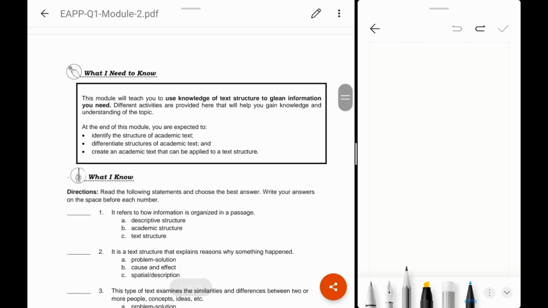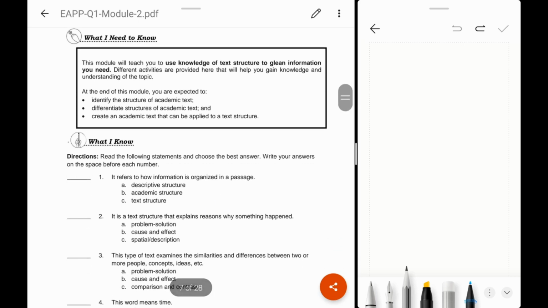Okay, so in this module, you will be taught how to use knowledge of text structures to glean information you need. Different activities are also provided here that will help you gain knowledge and understanding of the topic. For this module, our objectives are the following. First, to identify the structure of academic text. Second, differentiate structures of academic text. And finally, create an academic text that can be applied to a text structure.